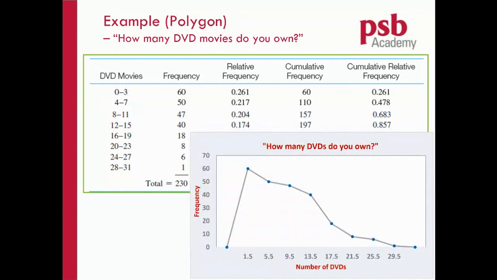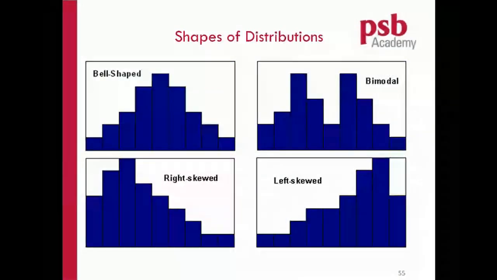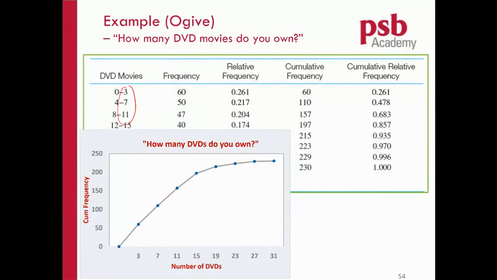How do you do this? It's also exactly the same. 0 to 3, what is the midpoint? 1.5. So the first point is 1.5. The rest is the same. Come to this one, ogive. This is still ogive. You're still using the top limit. So 3 is the first one, 7 is the second one, and so forth. Everything is the same.